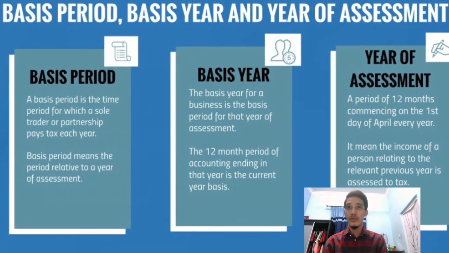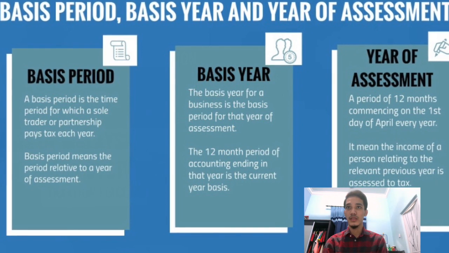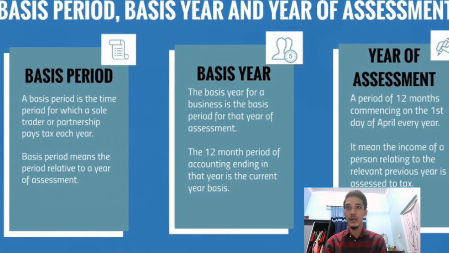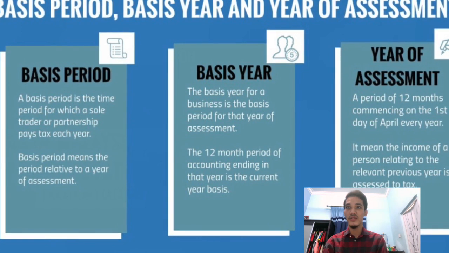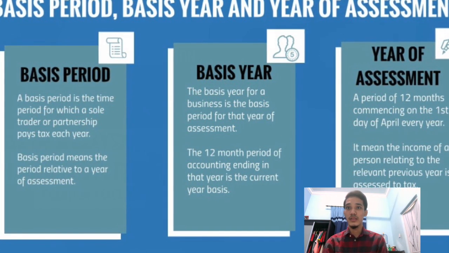Lastly is year of assessment, a period of 12 months commencing on the first day of April every year. It means the income of a person relating to the relevant previous year is assessed to tax.